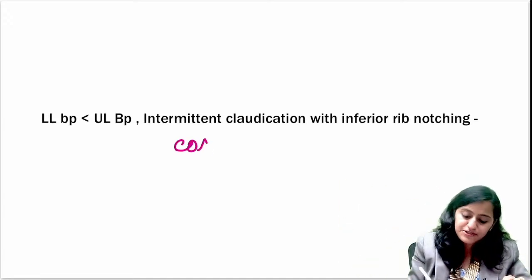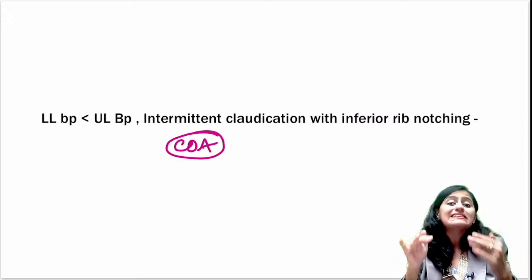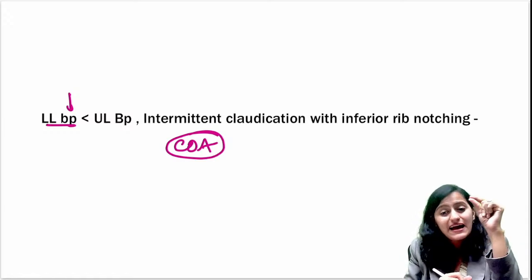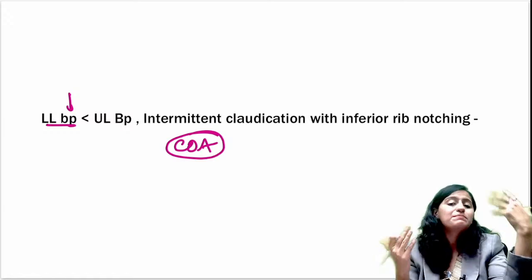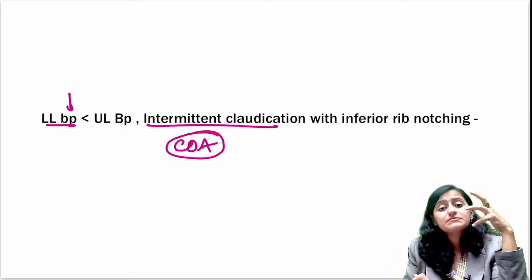Very good. Absolutely right. This is coarctation of aorta, which affects the blood supply in the lower limb, and that is why the lower limb blood pressure is decreased, right? Because there is narrowing after the subclavian artery. The upper limb is normal. The lower limb is receiving less blood, and that is why there is intermittent claudication.